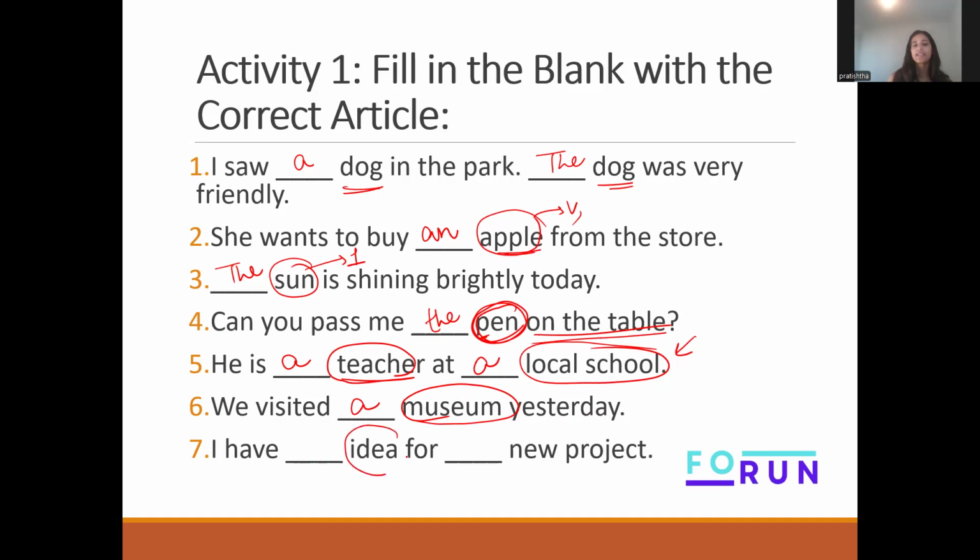I have dash idea for dash new project, right? First of all, idea starts with a vowel, but it's not a particular idea. I can probably have 10 ideas, and I'm not talking about a particular one. I'm just saying I have an idea for dash new project. I am talking about a specific project which is new: the new project. I could have many projects, but this is the new one. It's a particular one.